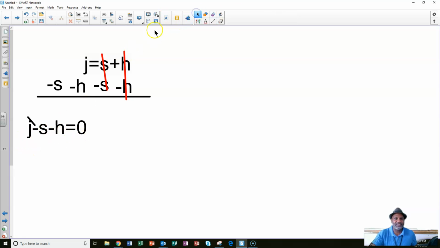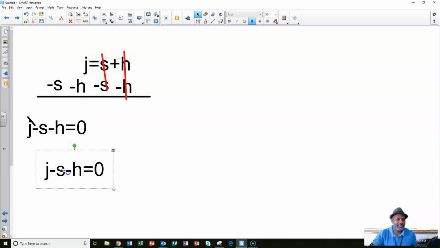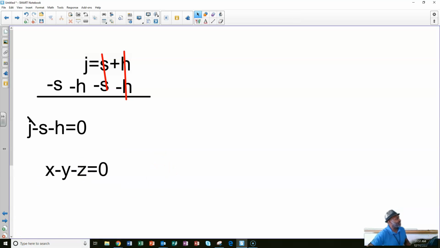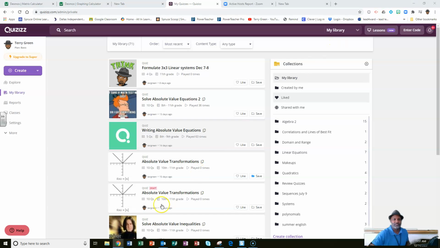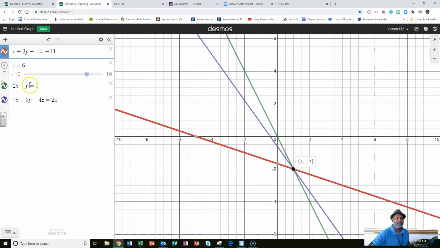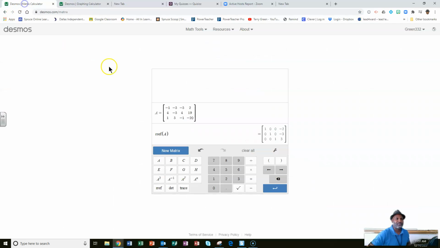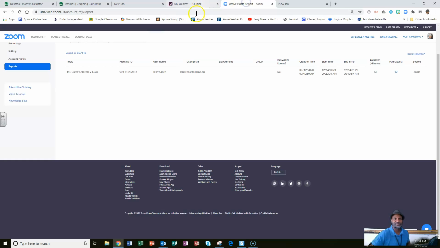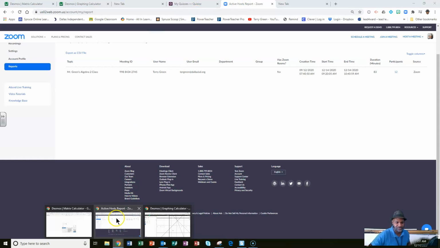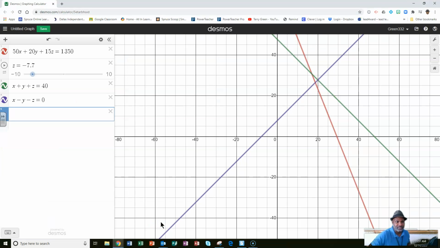And since I'm in Desmos, I need to replace that j with an x and that s with a y and an h with a z. So that's how I got that third equation in Desmos. Alright, so if I can go back to Desmos, where is my Desmos? I've lost my Desmos. Where is it? Yeah, alright, there, now we're back. So that's how I got the x minus y minus z.